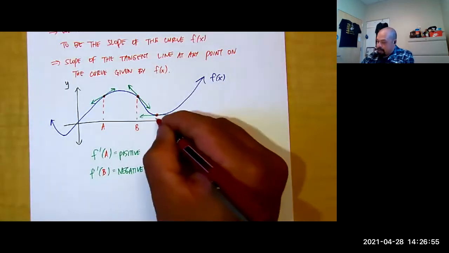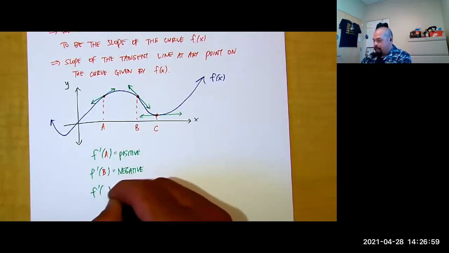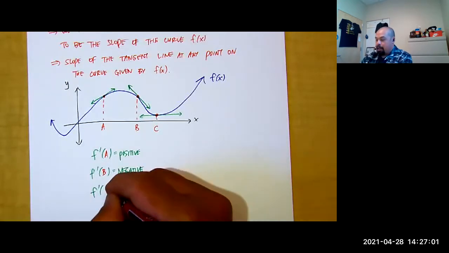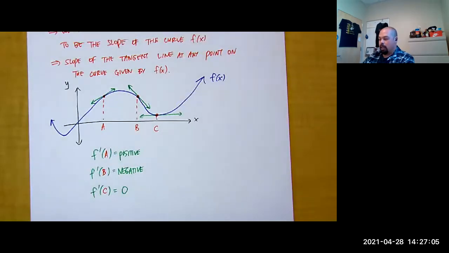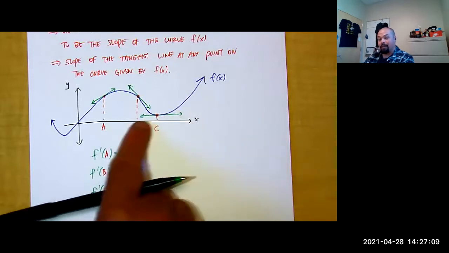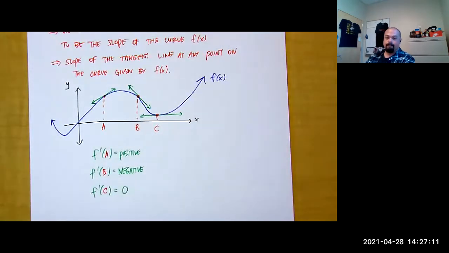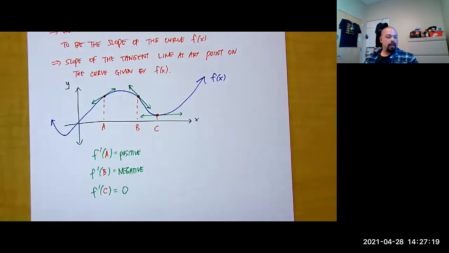So there's one last point here. F prime at c, we get exactly 0. Horizontal line, no rise, just running left, right, 0. And so as we start to look at these graphs, something starts to jump out to us, I hope.